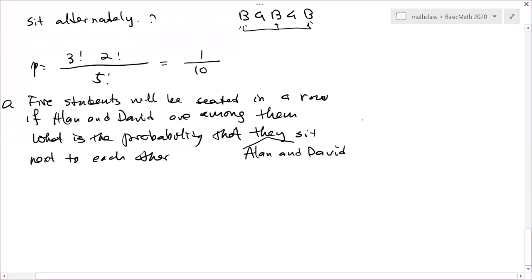All right. So there are 5 seats here, right? 1, 2, 3, 4, 5.